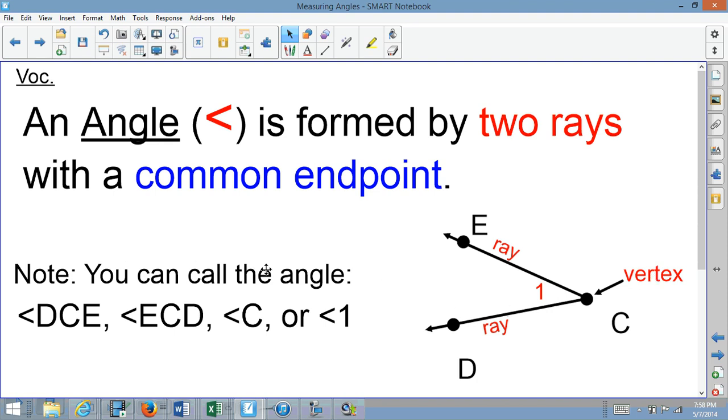You can call the angle, if you follow the letters, D to the middle, C, E, or backwards, E, C, D, or you can just call it by the vertex point, C, or the angle on the inside, angle 1. So these less than symbols are angles.